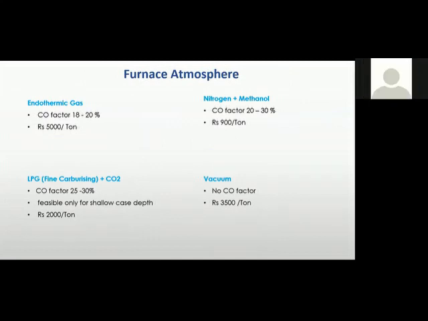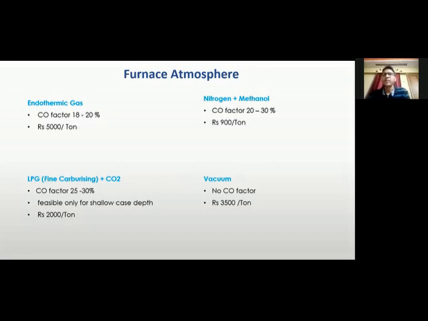So next, coming to the furnace atmosphere. Here we have used 4 types of atmosphere: endogas, nitrogen plus methanol, LPG plus CO2, that is the fine carburizing atmosphere mostly used in the high temperature furnace, and vacuum atmosphere. Considering the endothermic gas reaction, the CO factor is 18 to 20%, so the possibility of soot formation as well as IGO and NNTP is higher in endogas. And if the system is more than the endogas endothermic reaction, there is a possibility that IGO and NNTP is more.